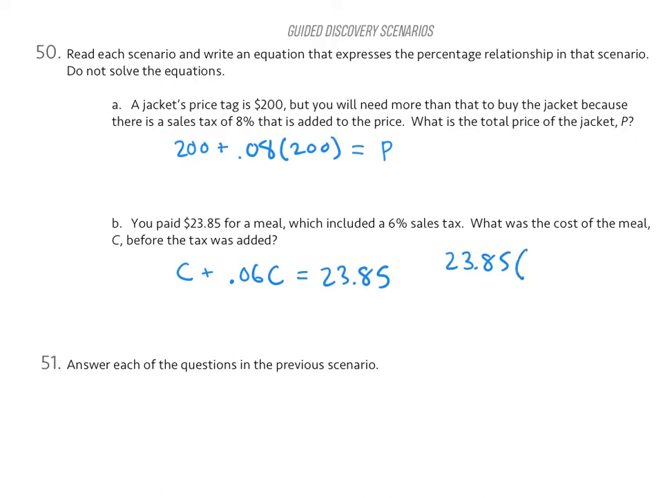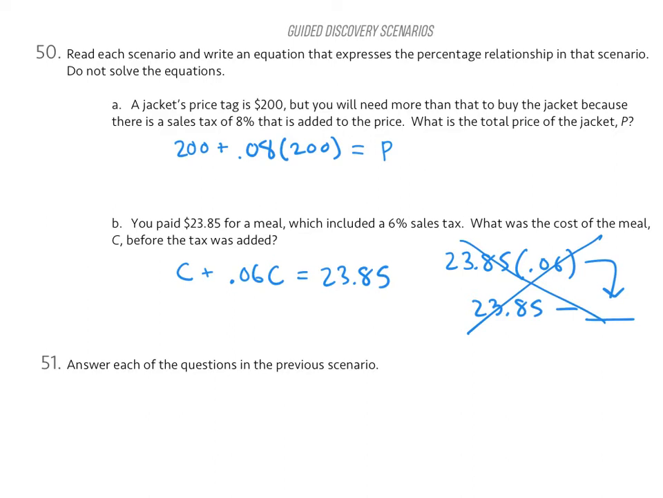Now, admittedly, it is really common to take $23.85 and multiply it by 0.06 and then do $23.85 minus that amount. It's very tempting to do that, but when you do that, you're actually changing this $23.85 by 6%, and that's not how the 6% sales tax is calculated. It's added to the actual cost of the meal. So this equation models the scenario, whereas this other one is tempting. It's a common way to write it, but it doesn't model this scenario.